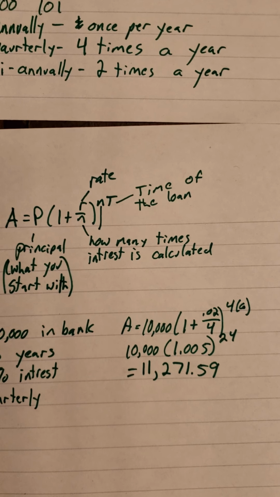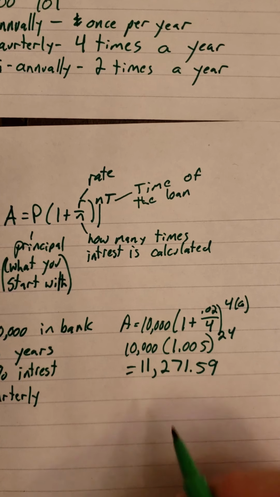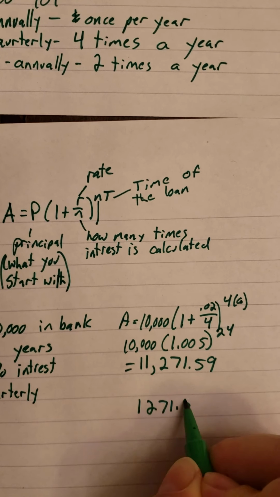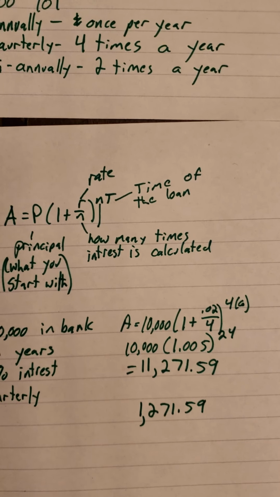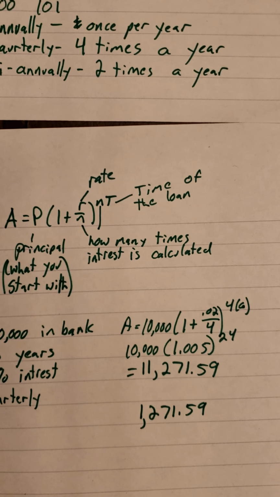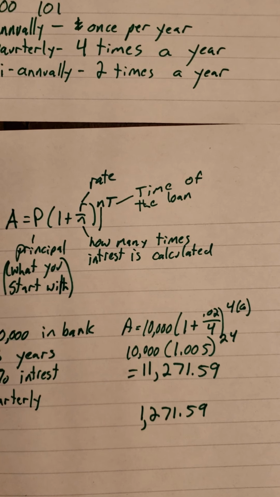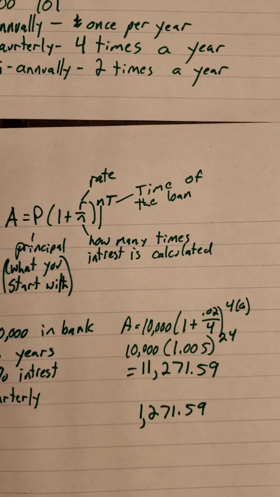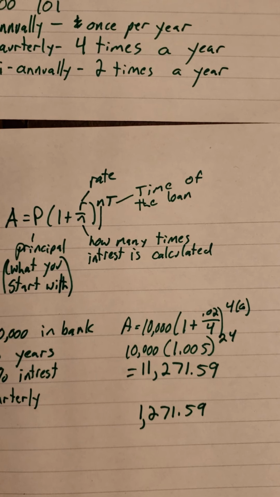So for your $10,000 that you stuck in the bank, you got a difference of $1,271.59. So at the end of the 10 years, they're not only giving you back your $10,000, they're giving you back almost another $1,300. And that's basically what they're willing to give you in order to use your money.